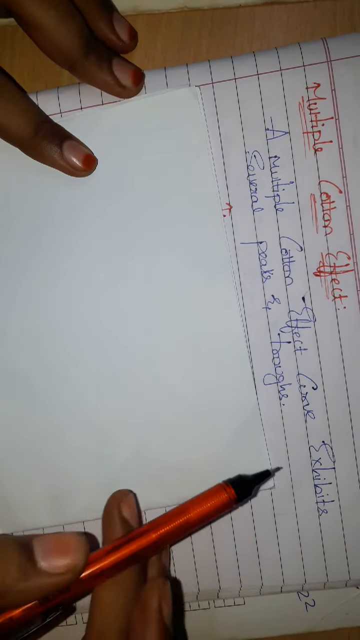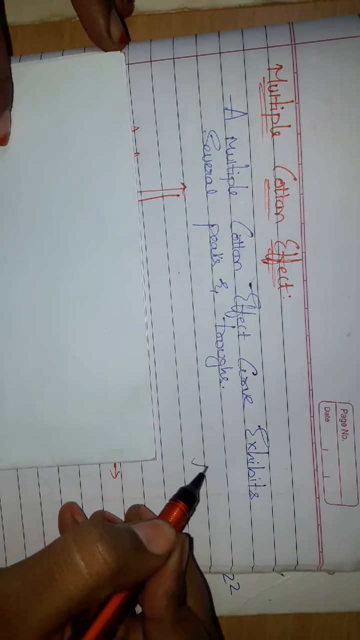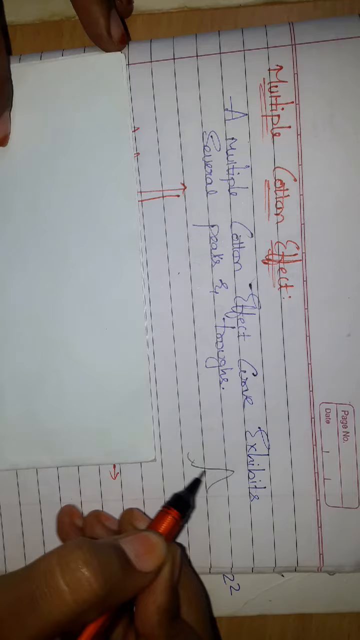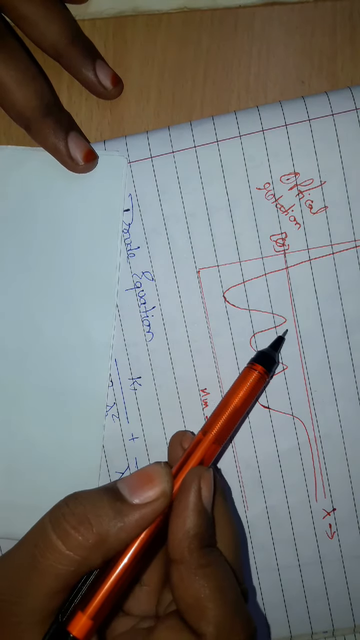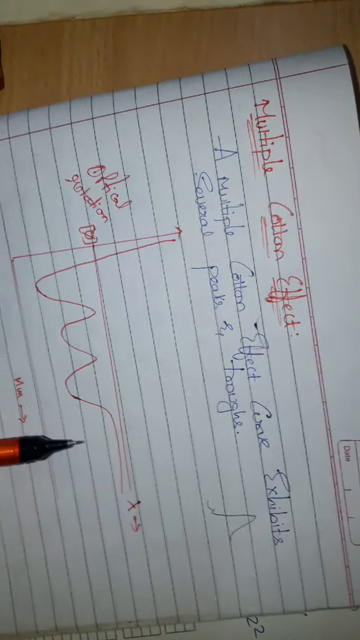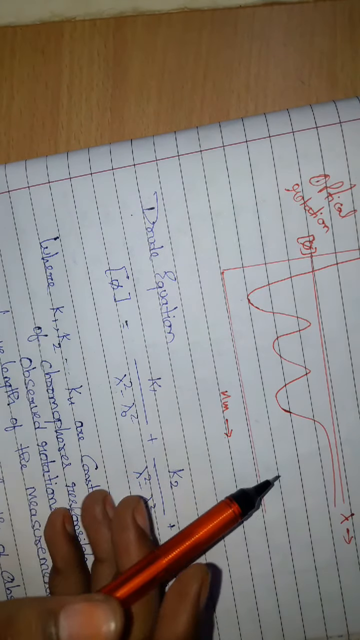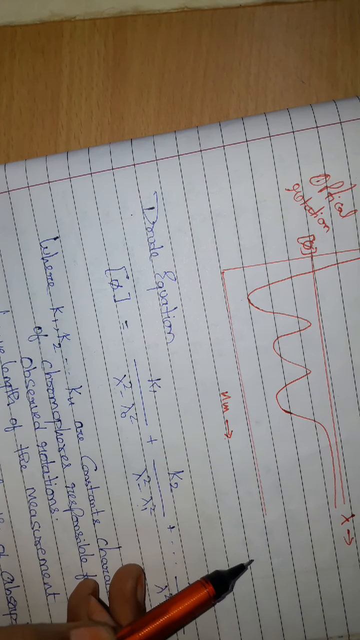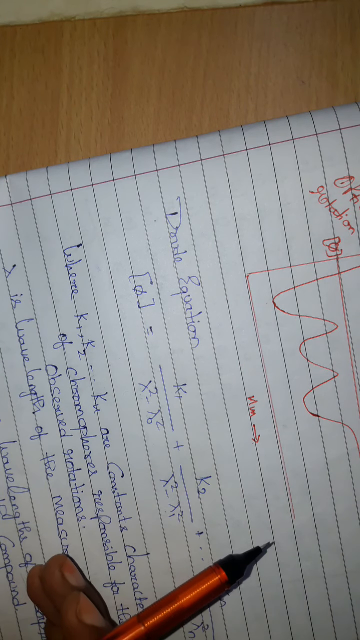Now coming to multiple Cotton effect curves. The multiple Cotton effect curves exhibit several peaks and troughs. In single Cotton effect curves we have only one peak and trough, but in multiple Cotton effect curves we have more than one peak and trough. That's why these are named multiple Cotton effect curves. Similarly, the x-axis is wavelength and the y-axis is optical rotation. As said, plain curves obey the one-term Drude equation, and anomalous curves do not.